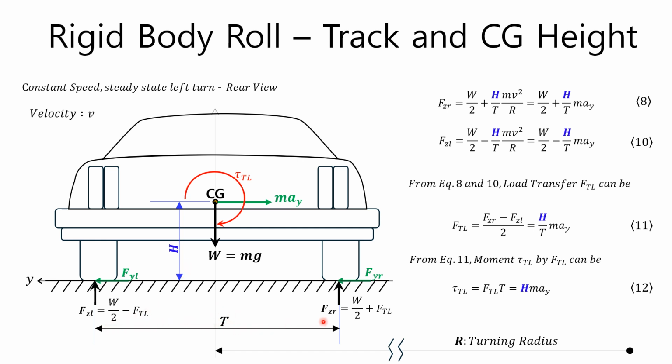Continuing from equation 11, the moment tau TL due to the load transfer FTL can be expressed as equation 12. From equation 12, we can see that the moment tau TL due to the load transfer FTL increases as the height of the center of gravity H increases.